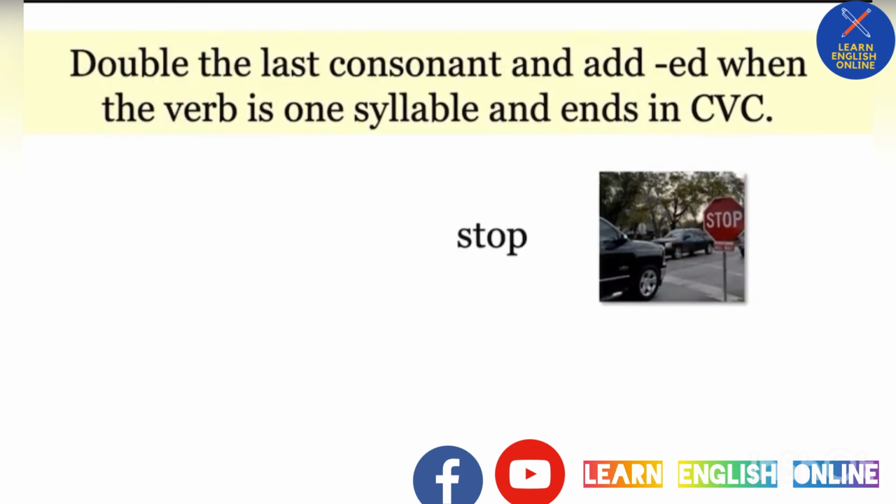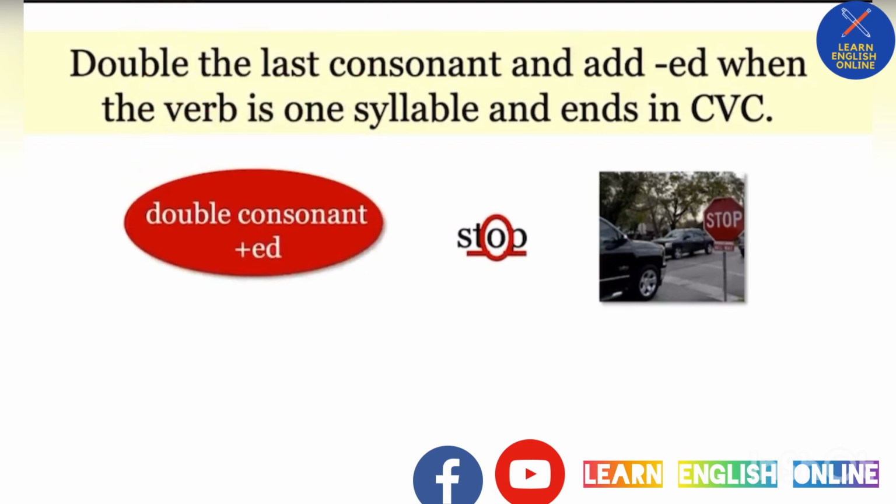Double the last consonant and add ed when the verb is one syllable and ends in CVC. That's consonant, vowel, consonant. This looks complicated, but it's not that complicated. So look at the word stop. It has one syllable. That means it's short. It just has one beat. Stop. And it's got a consonant, a vowel, and a consonant at the end. We double the consonant and add ed. So stop, double the p, add ed, and we get stopped.